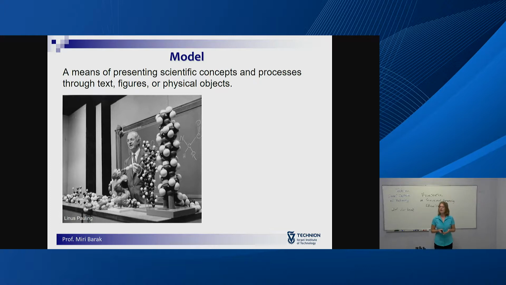When we talk about models, it's a means of presenting scientific concepts and processes through text, figures, or physical objects. And this is a beautiful picture of Linus Pauling, a Nobel Prize winner in 1954 for chemistry. Not only did he depict the equation of carbon molecules using the blackboard, he felt the need to present the spatial structures of carbon molecules using different physical models.